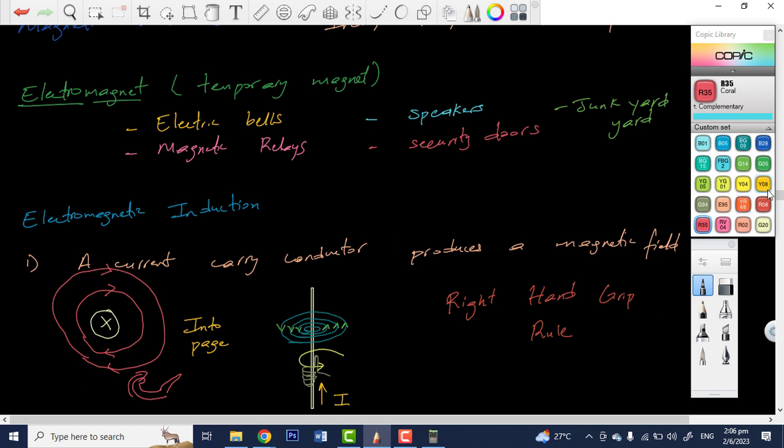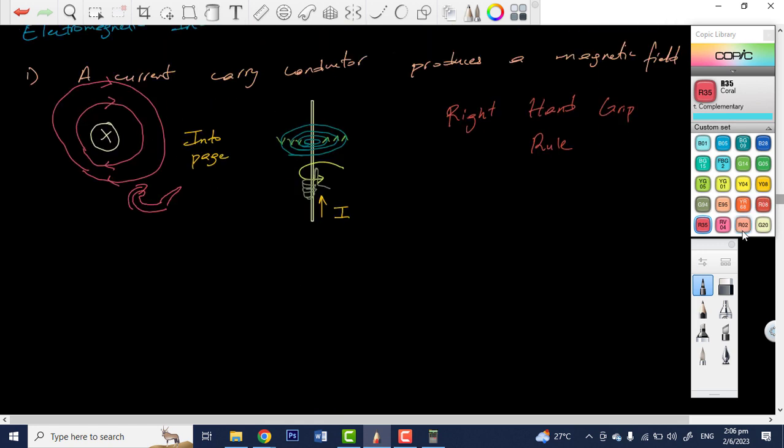Now also, they will give you one with the dot, with the circle. This one is when the current is coming out of the page. So again, the right hand grip rule.